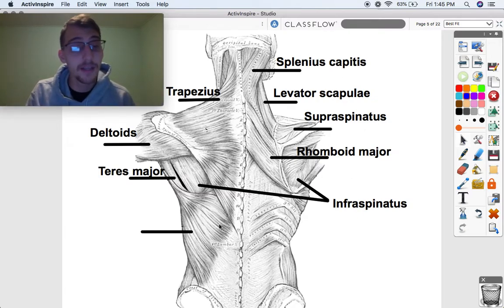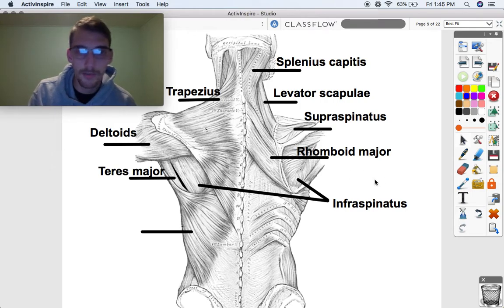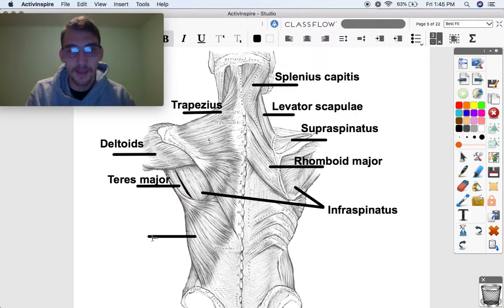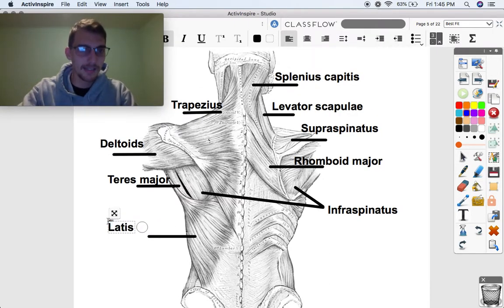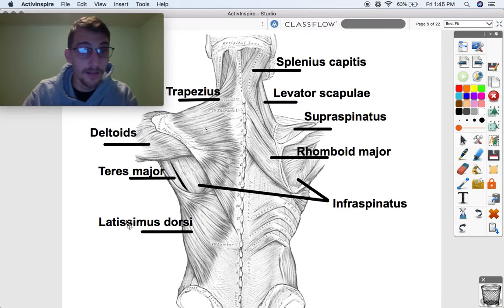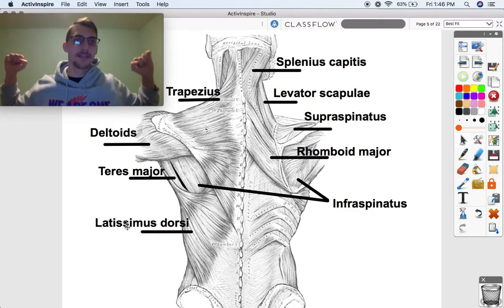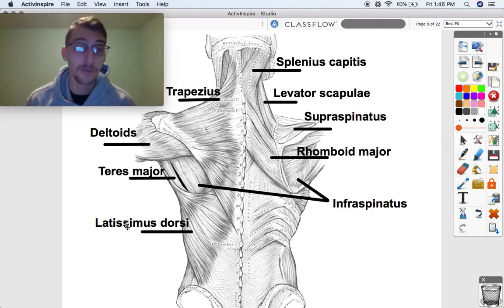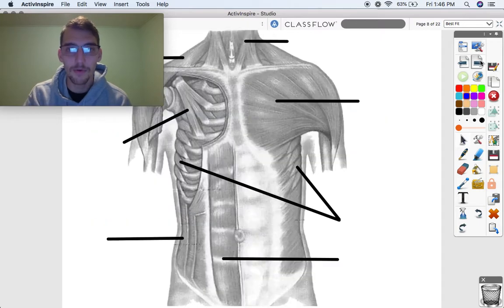All right, and then finally, you've got another big sheet-like muscle near the inferior portion of your back here, in the lumbar region. This is called your latissimus dorsi. Latissimus dorsi is also known as your lats. So a lat pull down, right? That's what you're working out, that's why they're called lat pull downs, and they work out your latissimus dorsi. All right, lovely. Let's keep it moving here.